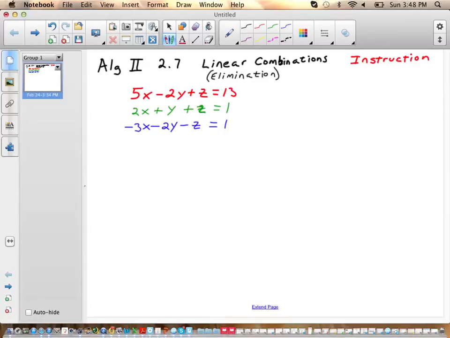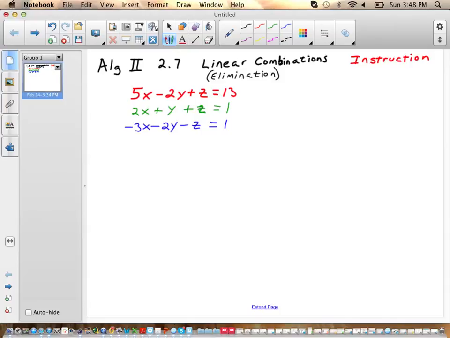This is using the elimination process, in the sense that we're going to try to get rid of one of the variables. Again, you can see it's a 3x3 equation. We have 3 equations, 3 variables, and we're going to try to get rid of one of these variables, whether it be x, y, or z. In this case, we're going to start out using the first 2 equations.